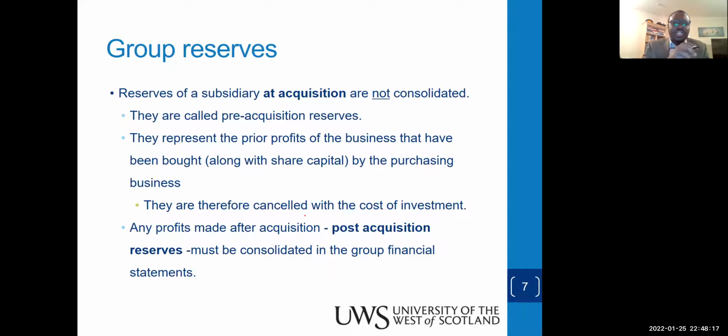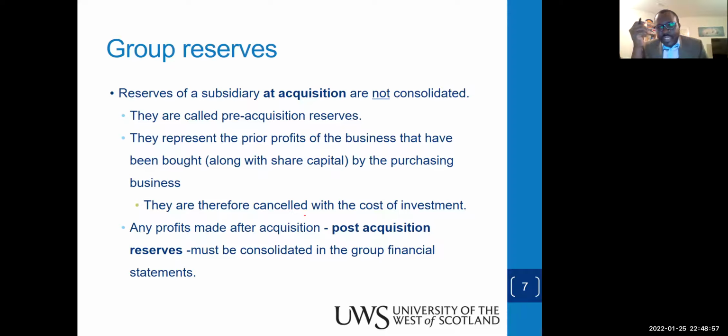Reserves. The reserves of a subsidiary at acquisition are not consolidated. Instead, we split them between pre-acquisition reserves, or retained earnings at acquisition, and then we look at the post-acquisition retained earnings or reserves after the acquisition period. So any profits after, we split between these two. Because at the time when we acquired them, what were their retained earnings and reserves? After we've acquired them, what was the extra profit or reserves that they made?